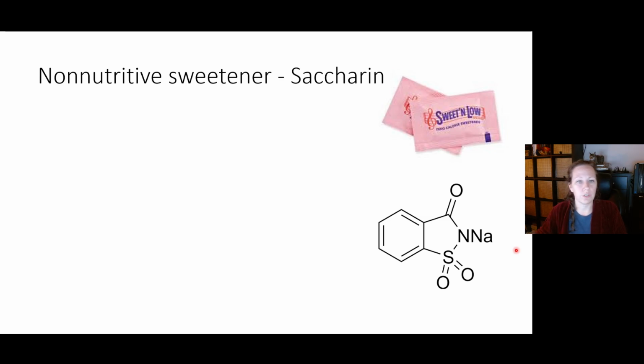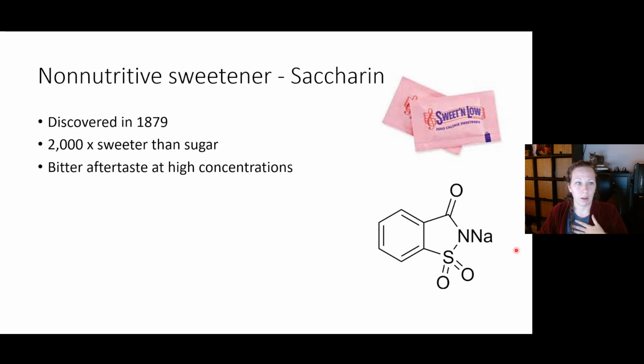So the first non-nutritive sweetener is saccharin, and this is the oldest artificial sweetener there is. It was discovered in 1879, quite a long time ago, and saccharin is 2,000 times sweeter than sugar. So a very, very small amount is needed to add the same level of sweetness as sugar. At high concentrations, though, it can taste bitter, and that is one of its drawbacks. It's a limiting factor for its use.